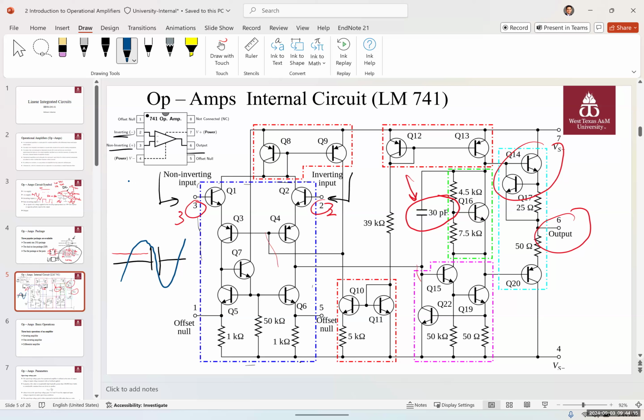But if you have a low frequency AC and you have a large capacitor, it's going to act almost like a DC, and it's going to be blocked by the capacitor.